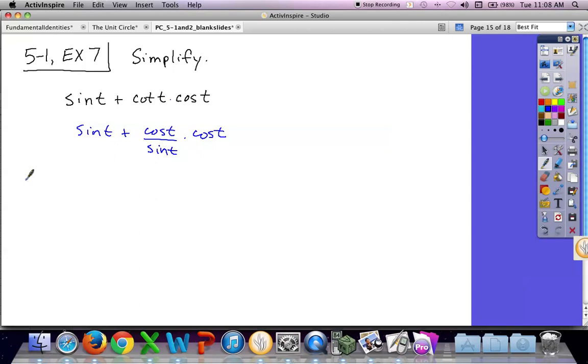So what do I need to do so I can add those fractions? Okay, you don't multiply everything by sine t. What do you multiply by sine t over sine t? Just this first term. Just the first term, right? Multiply this by sine t over sine t. Right, now they both have the same denominator. And in the numerator you have sine squared t plus cosine squared t.